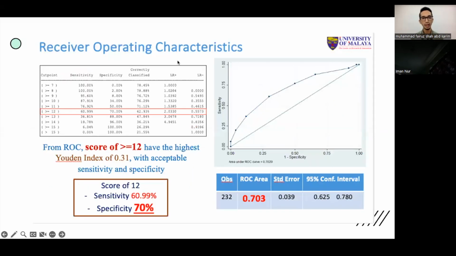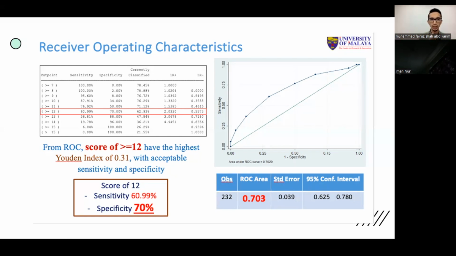This is how I tabulated the result and plotted the graph into the so-called ROC and AUC. So you can see from here, the ROC score of 12 has the highest Youden index. Youden index means you tabulate the plot against a few cutoff points, and then you see which one gives you the highest sensitivity and specificity. You need to understand, for a good diagnostic test, a good prediction model, you need to have high sensitivity and high specificity.